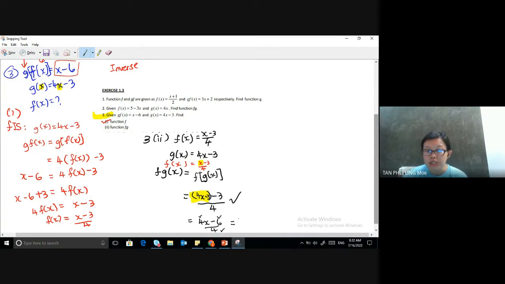So you have to know that 4, 6 and 4 are all multiples of 2. So what you can do is divide all by 2, okay? Or the safest way is you factorize out the 2 first so that you have 2x minus 3.